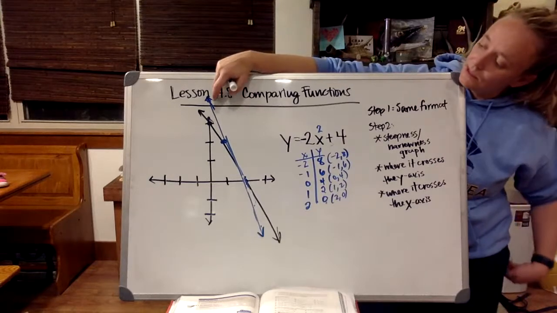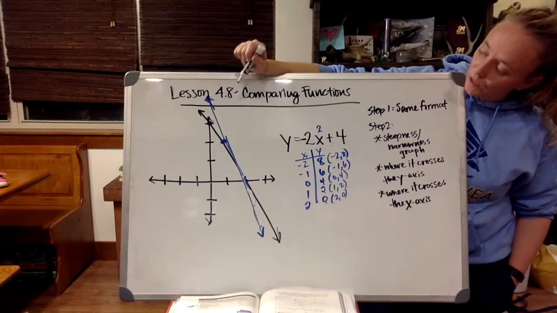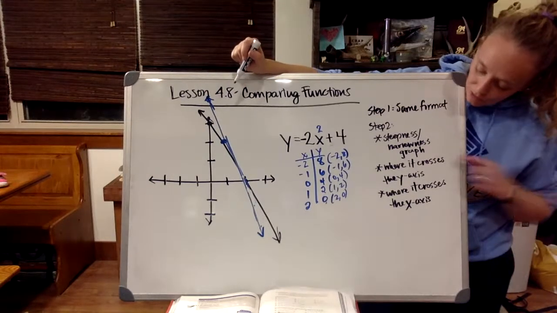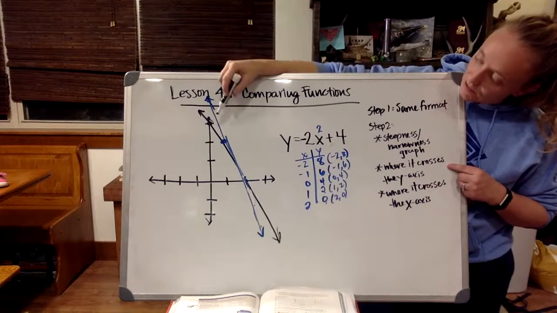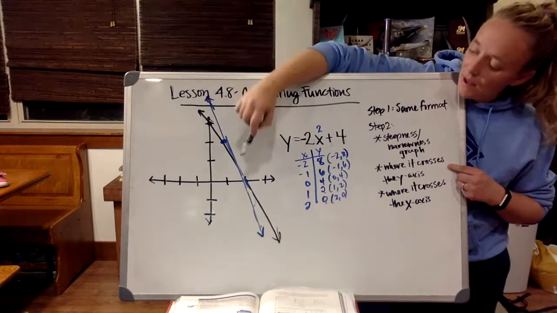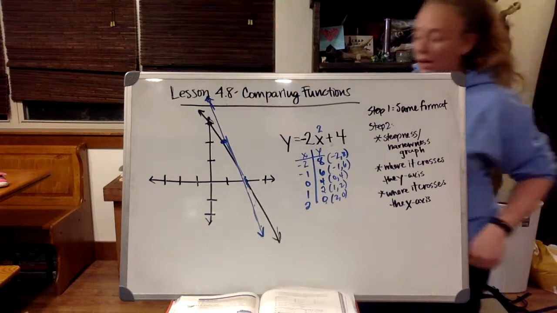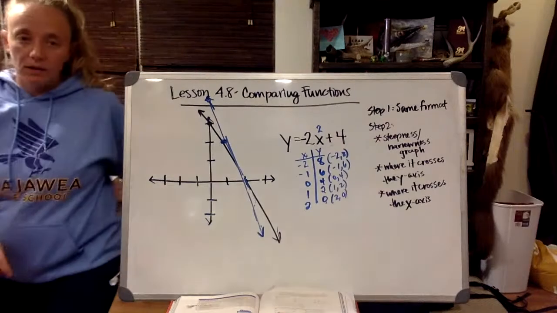So we can look at the steepness of the lines. In this case, the blue line is steeper than the black line. We can also look at the y-axis. The y-axis for the blue line has a higher value than the black line. And then x-axis wise, they both cross in the same place. So kind of cool looking at and comparing different lines.